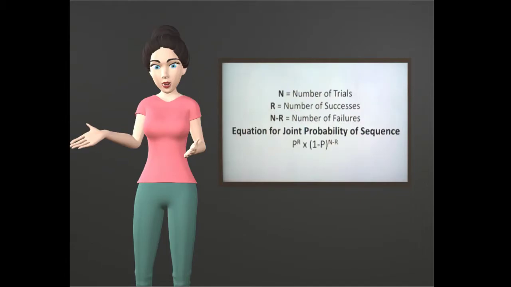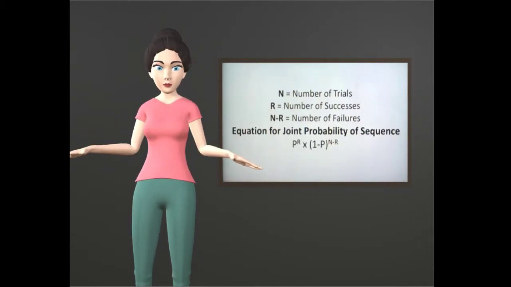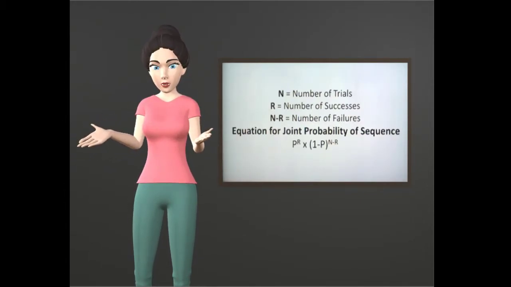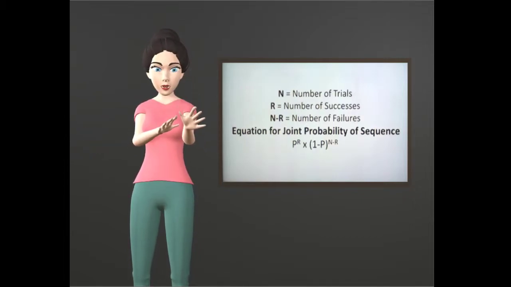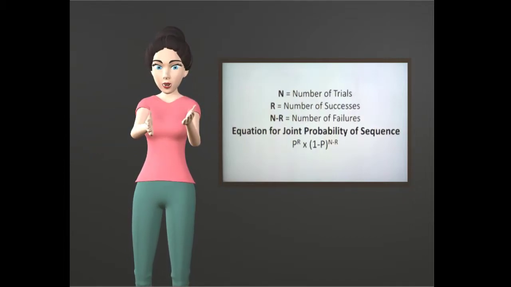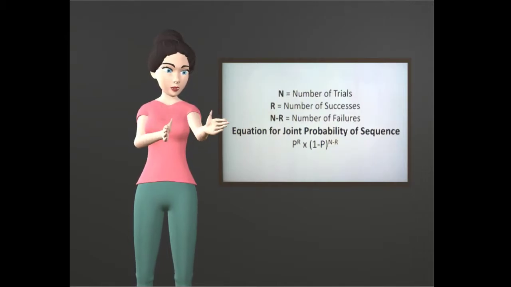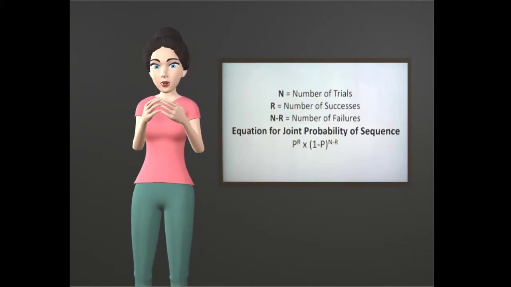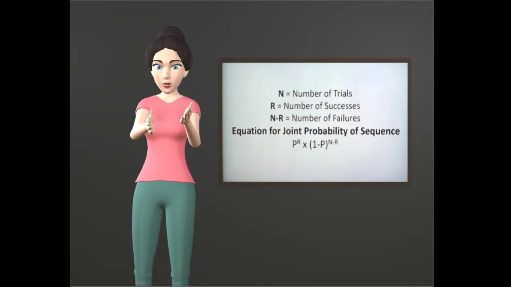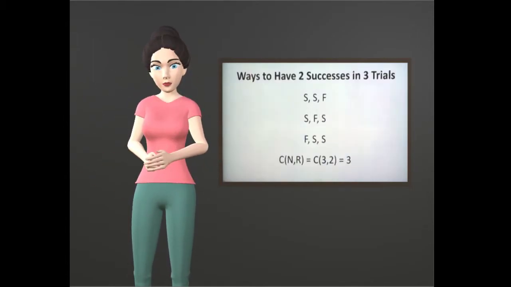We can compute the probability for any specific sequence. So let's say the number of trials in a sequence can be symbolized by the letter N, and the number of successes in those trials is called R, and the number of failures is called N minus R. To figure out the probability of any sequence, you can use the formula displayed on the screen. We multiply the probability of success, P, by itself, R times. Then we multiply the probability of failure, 1 minus P, by itself, N minus R times. And we finally multiply those two numbers together. This is called the joint probability of a sequence.